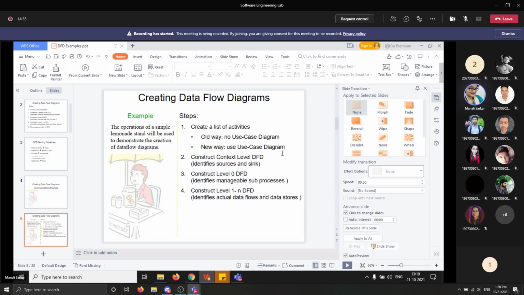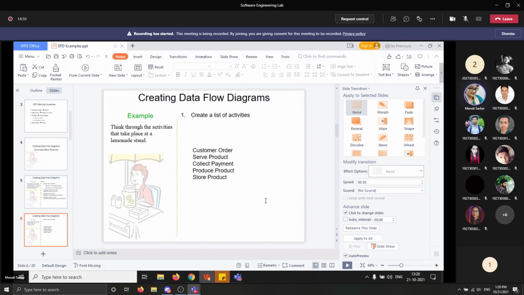Next is to construct the context level DFD, where we identify the source and destination. The next one, level 0, identifies manageable sub-processes. And level 1 identifies actual data flows and data stores. What is the list of activities that can be there in your lemonade stand example?